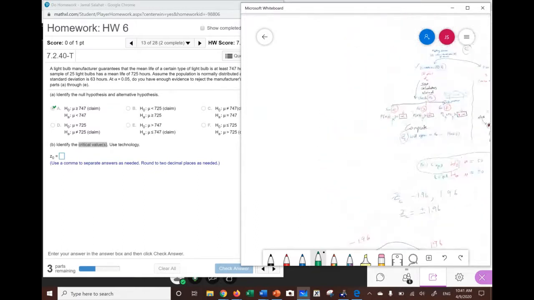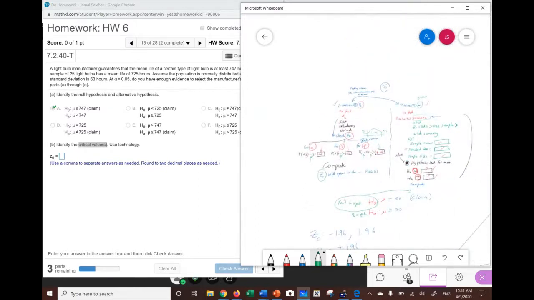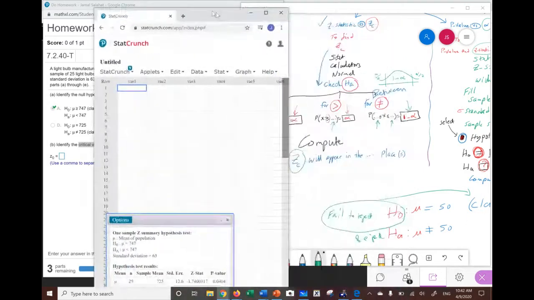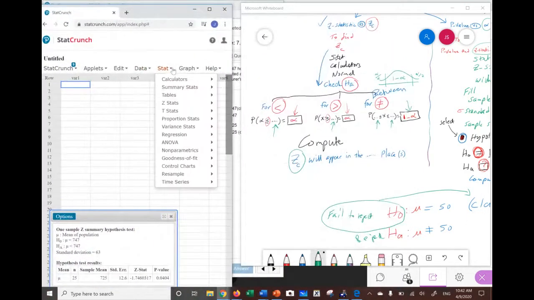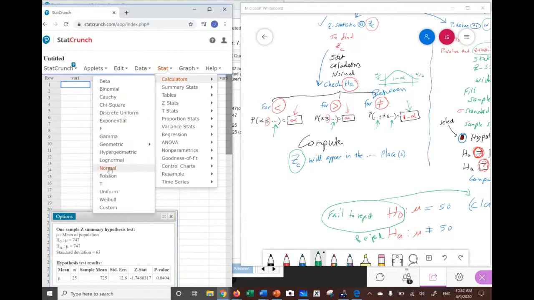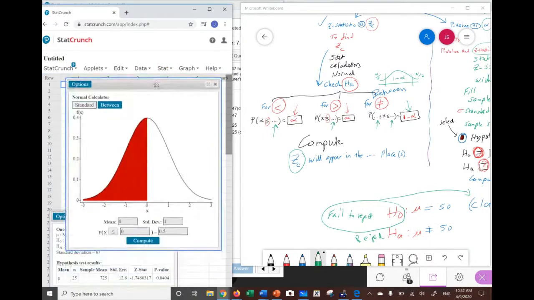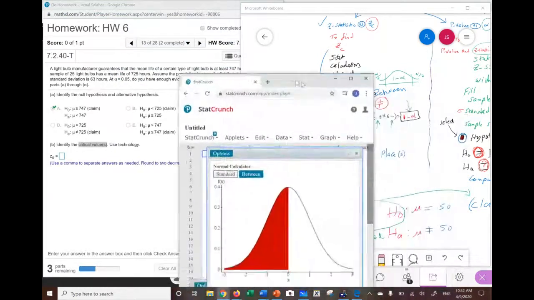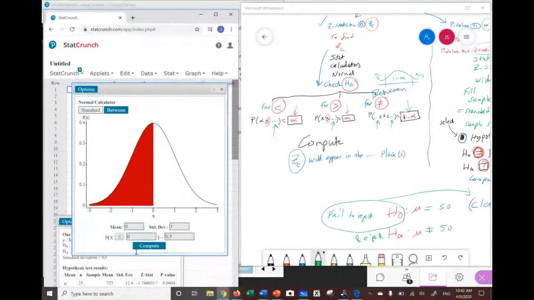I showed this earlier in the problem here. You have to look at the choices you have. First of all, to find the Z critical, you're going to go stat, calculators, normal. Let me go through this. Stat, calculators, normal. Then I have to make a decision based on HA. Notice that in our problem, in HA I have less than. So if it's less than, here is the less than.